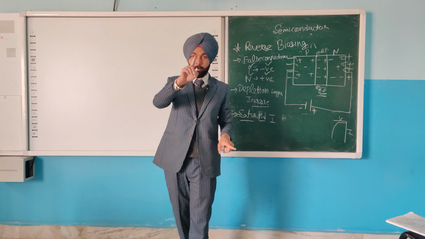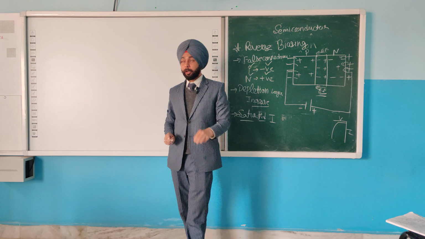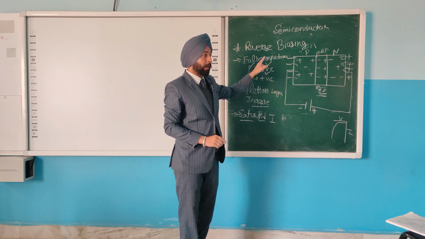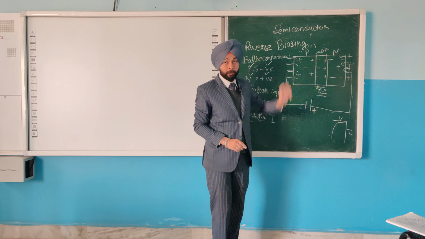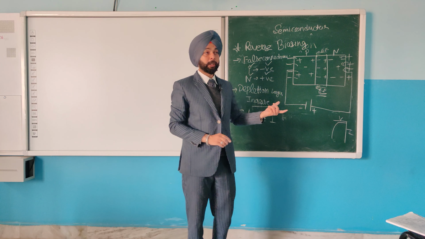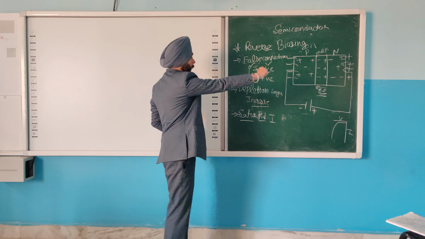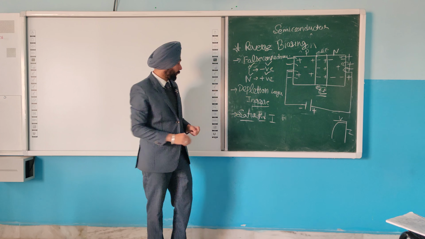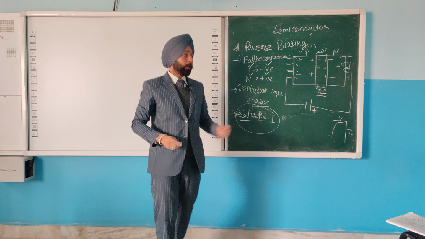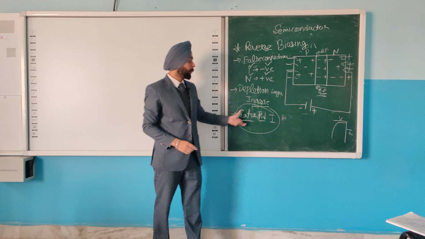You already remember this thing. When I started the PN junction, I said in the P type the holes are majority charges and electrons are minority charges. In the N type the electrons are majority charges, holes are minority charges. Due to these minority charges, the current is produced. This current is constant. It starts from the beginning due to the minority charges. So this current is called saturated current.